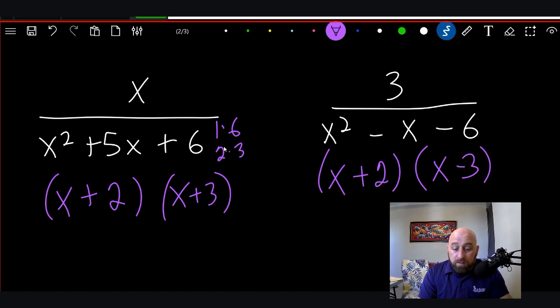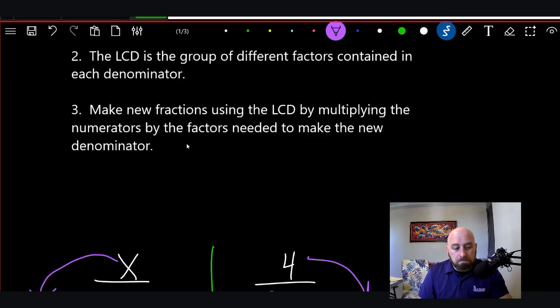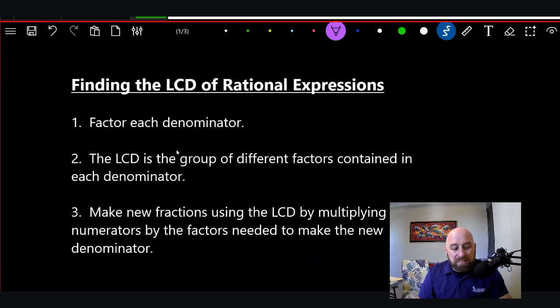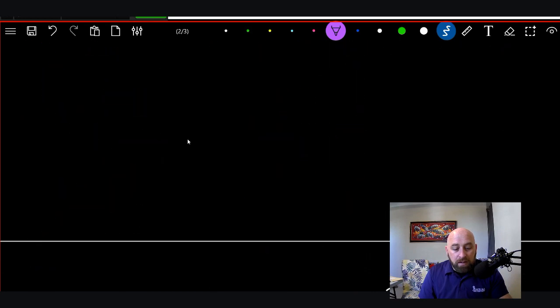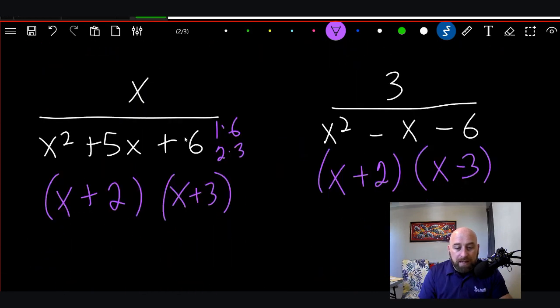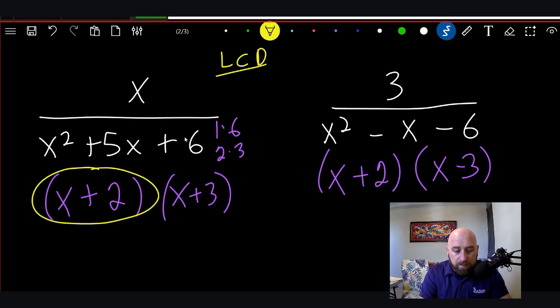All right, so there's our factoring of the denominators. So now what? Let's go back up there. The LCD is the group of different factors contained in each denominator. So let's go back and look for our LCD. Here's our LCD. Notice we have a common x plus 2. We take the common ones one time. So x plus 2 is part of our LCD.